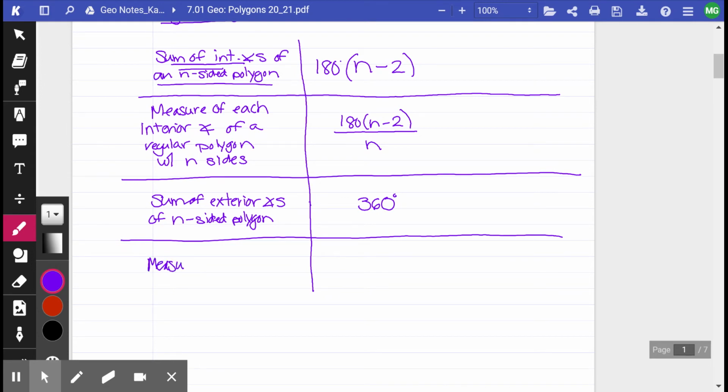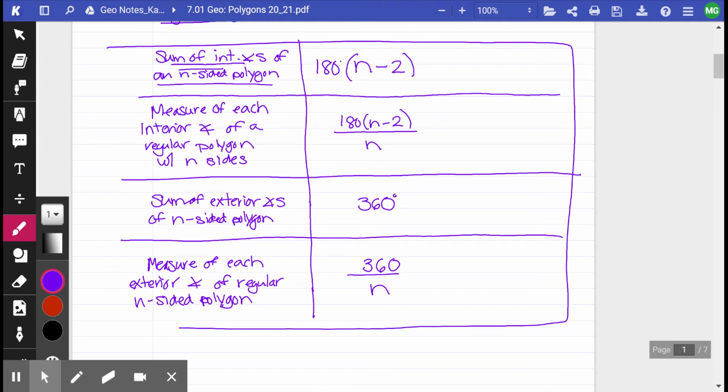And then lastly, the measure of each, so a single exterior angle. And again, this one would have to be a regular polygon, so they're all the same. All angles are the same, regular n-sided polygon. And just like with your interior angles, you would take the sum of all of the exterior angles and divide it by how many sides you have. So these are all formulas that you need to have memorized.